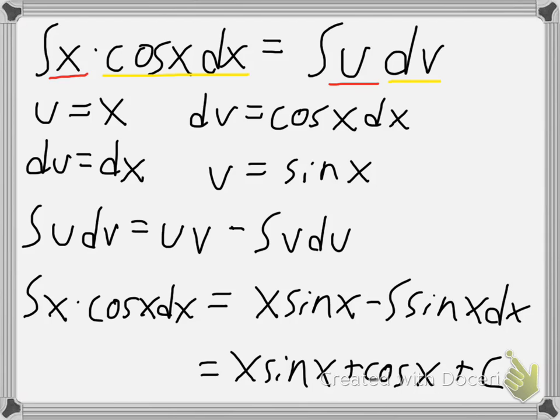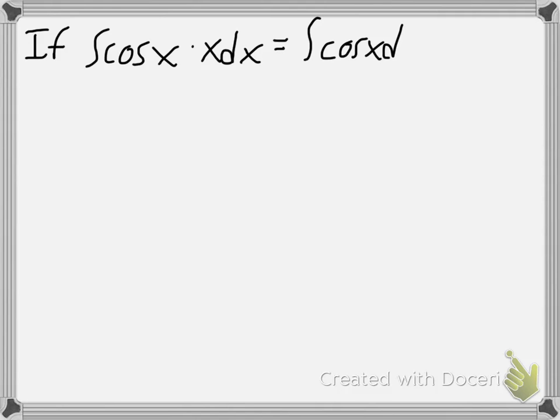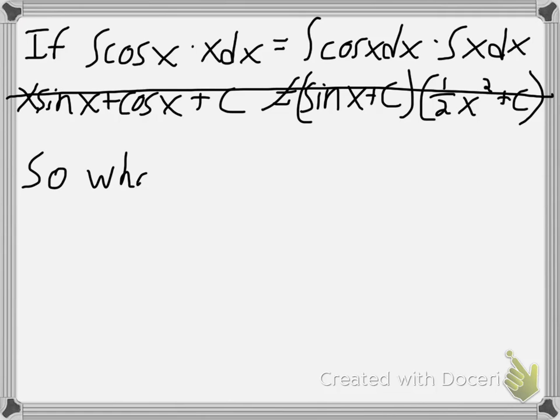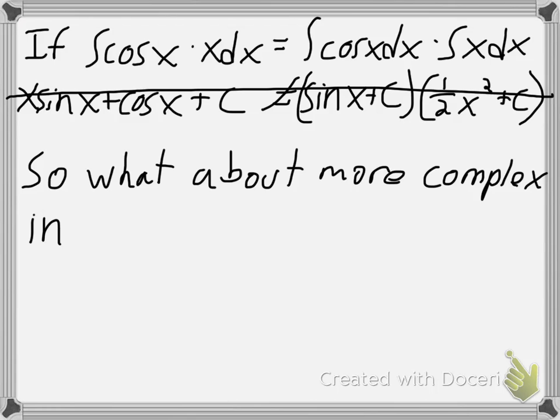And now that we know what exactly the integral of x cos x dx equals, we can prove that what we found before, following the pattern with cos x minus or plus x dx, doesn't actually work. So if the integral of cos x times x dx equaled the integral of cos x dx times the integral of x dx, it would equal sine x plus c times half x squared plus c, which does not equal what we found before.